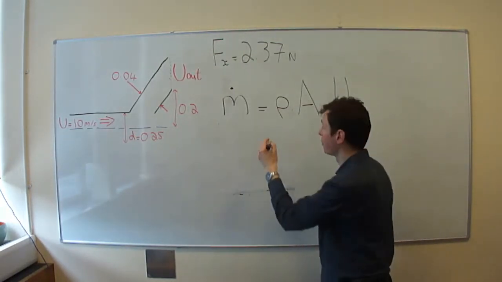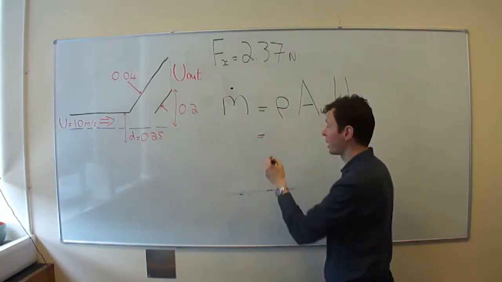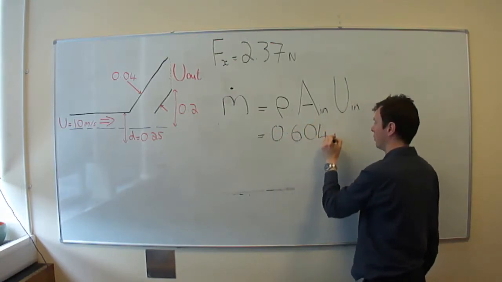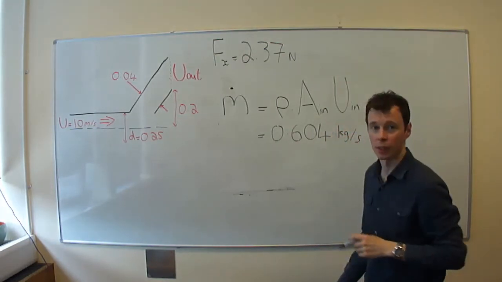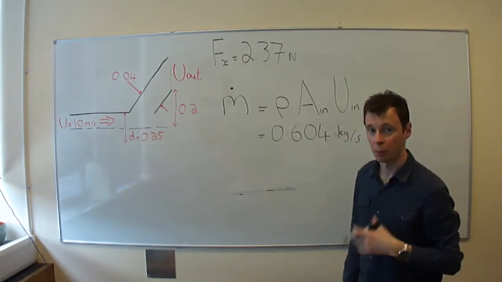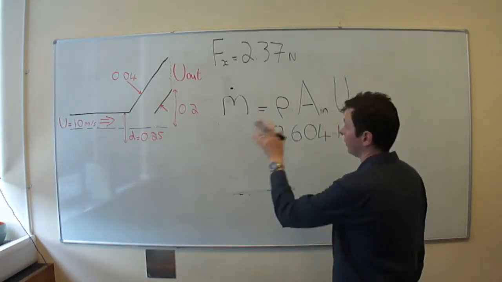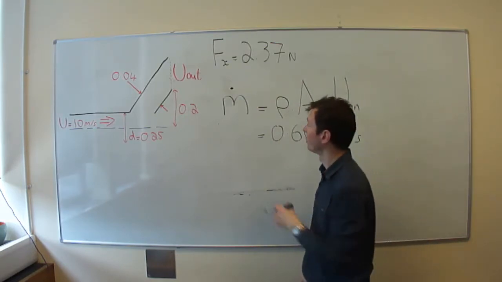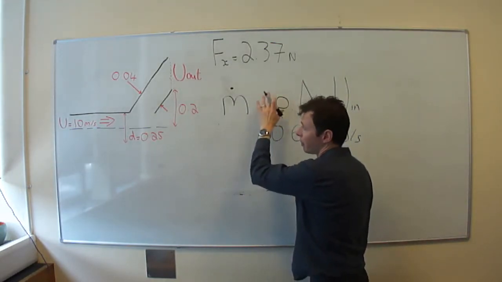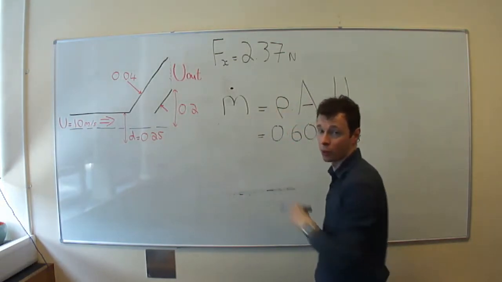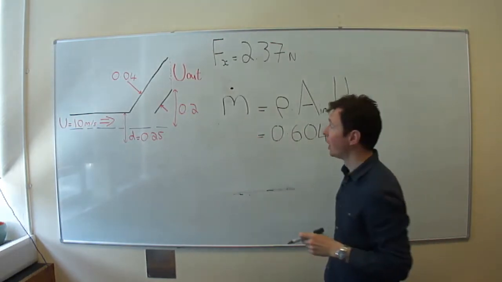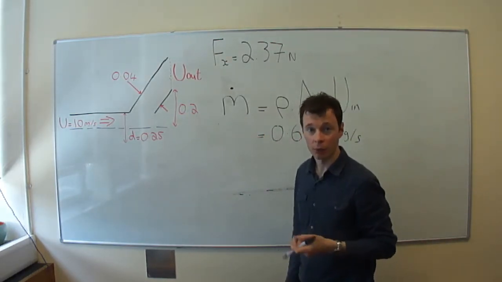So plug in the numbers, we have them all. Just obviously take some care. So 0.604 kilograms per second. Going back to the original equation, our force balance, mass flow rate multiplied by the differential velocity equals our force. So we know the mass flow rate, we know U in, we now need to calculate U out. In order to do that, we need to work out the area out.